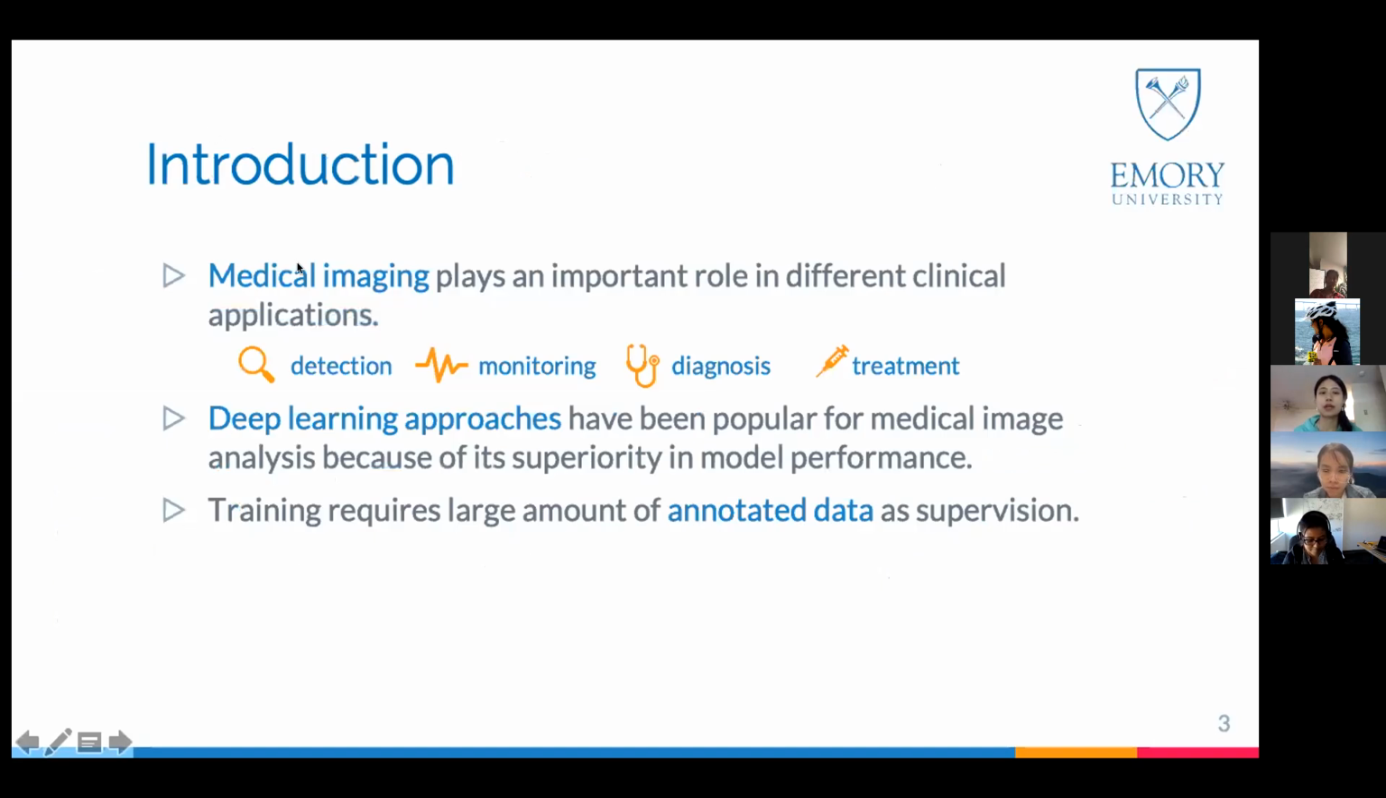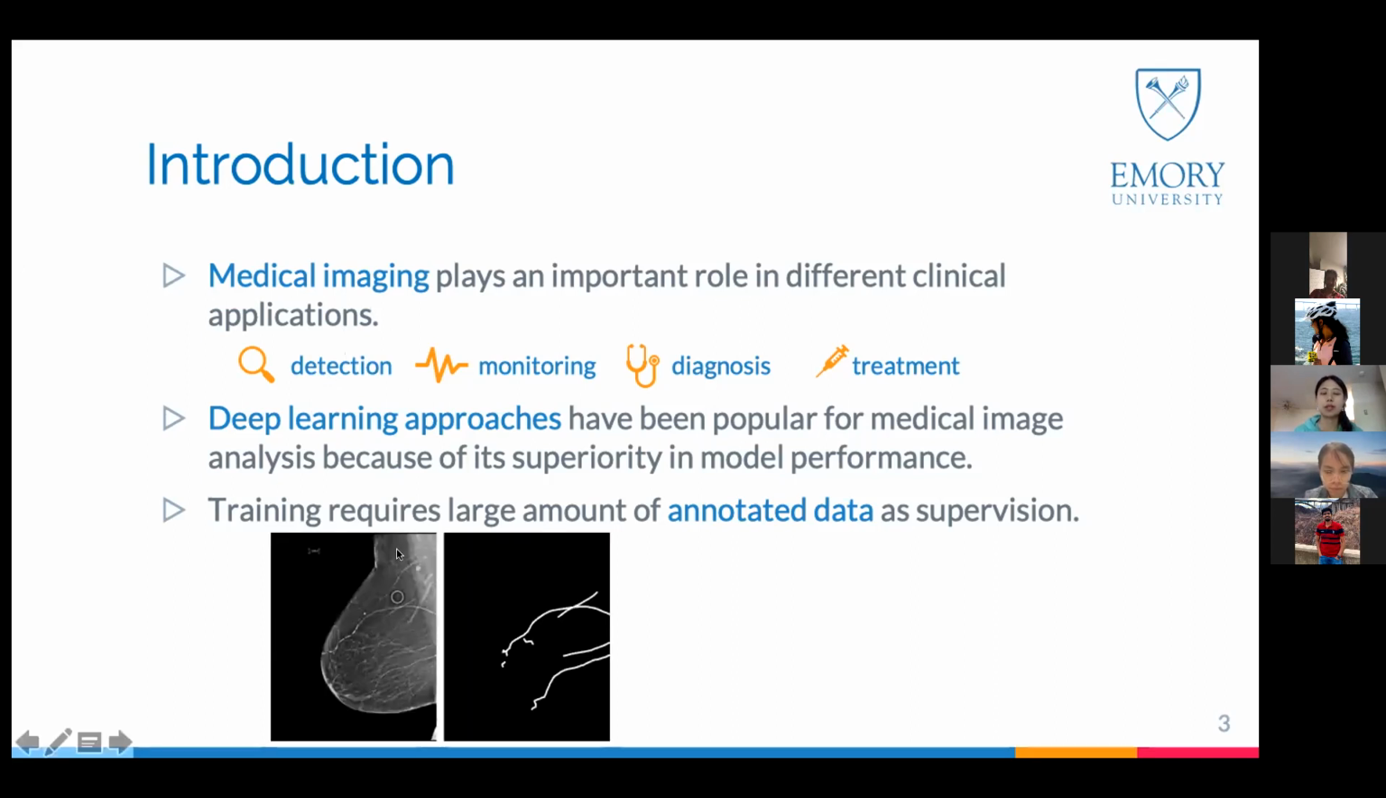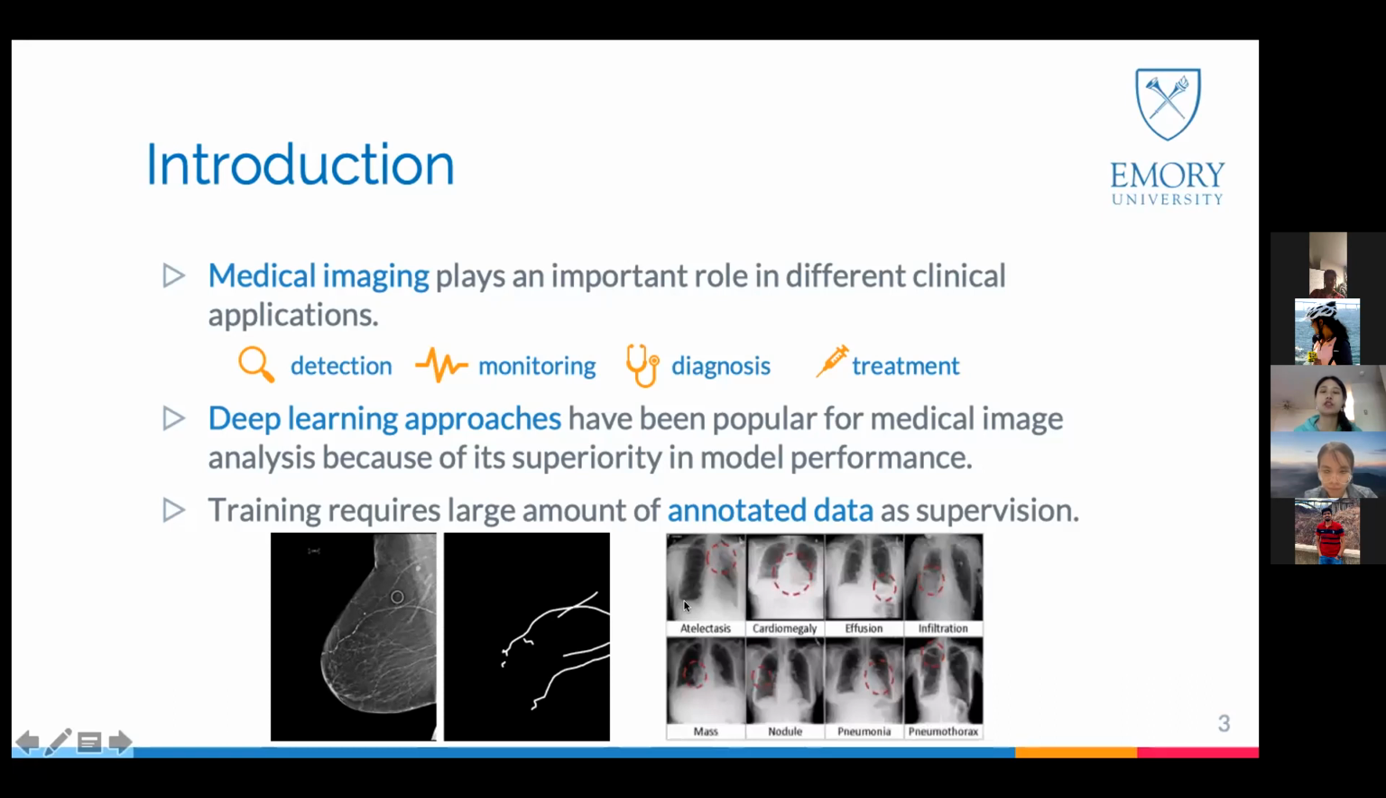As we all know, medical imaging has played a very important role in different clinical applications, which include detection, monitoring, diseases, diagnosis, and treatment, so many applications. Deep learning approaches have been very popular for medical image analysis because of their powerful performance. But training such deep learning models often requires a large amount of annotated data as supervision. For example, if we want to do a segmentation task, we need the mask annotation. If we want to do image classification, disease classification or localization, we need the location information or the image-level classification annotation.